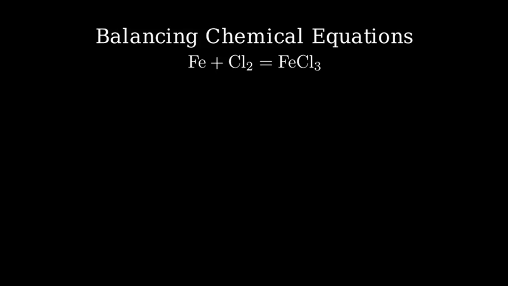First, let's count the atoms on each side. On the reactants side, we have 1 iron atom and 2 chlorine atoms. On the product side, we have 1 iron atom and 3 chlorine atoms. We can see that the chlorine atoms are not balanced. We have 2 on the left and 3 on the right.